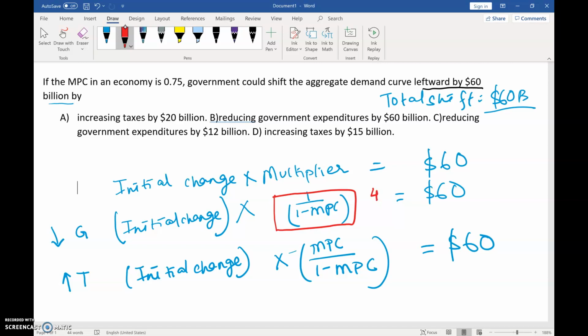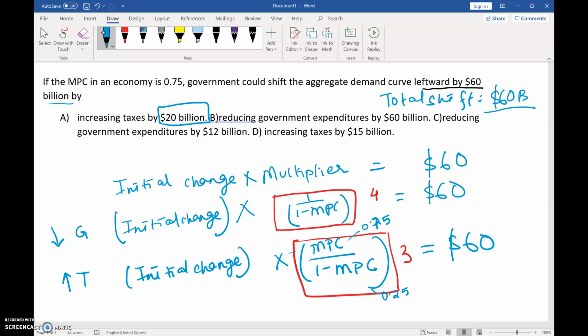Now the tax multiplier is MPC over 1 minus MPC. That means it's going to be 0.25. Let me do the calculation really quickly. So this is going to be equal to 3 because MPC is equal to 0.75 and 1 minus MPC is equal to 0.25. Now what's going to be my answer here? My answer is going to be increasing taxes by $20 billion.